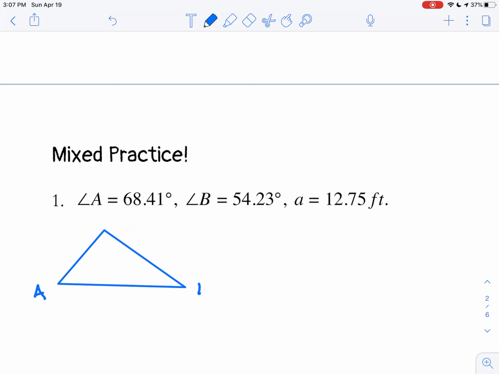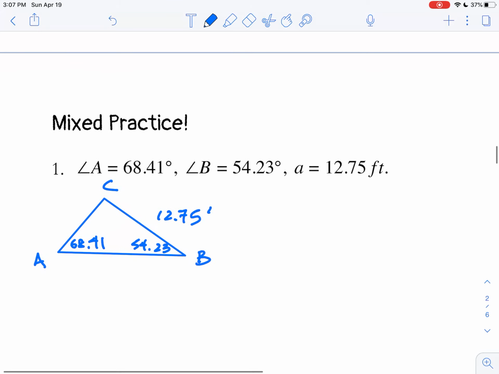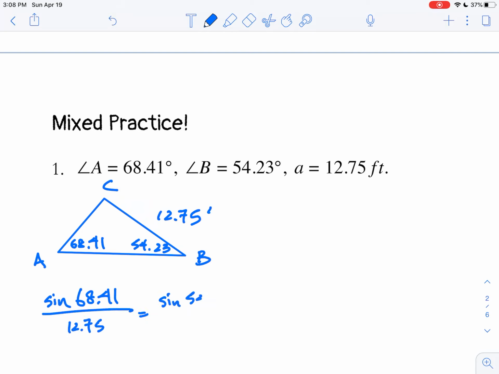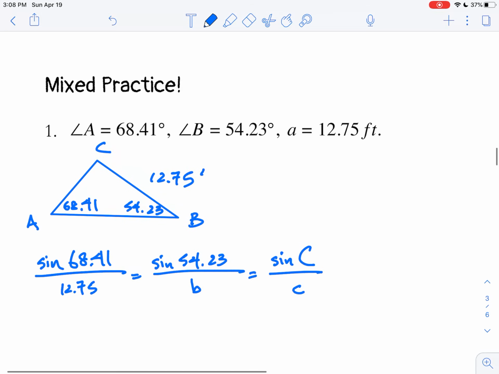All right, so we've got angle A, angle B, angle C. So 68.41, 54.23, and little a is 12.75 feet. Okay. So my first strategy is try law of sines. So sine 68.41 over 12.75 equals sine of 54.23 over little b, which equals sine of angle C over little c.